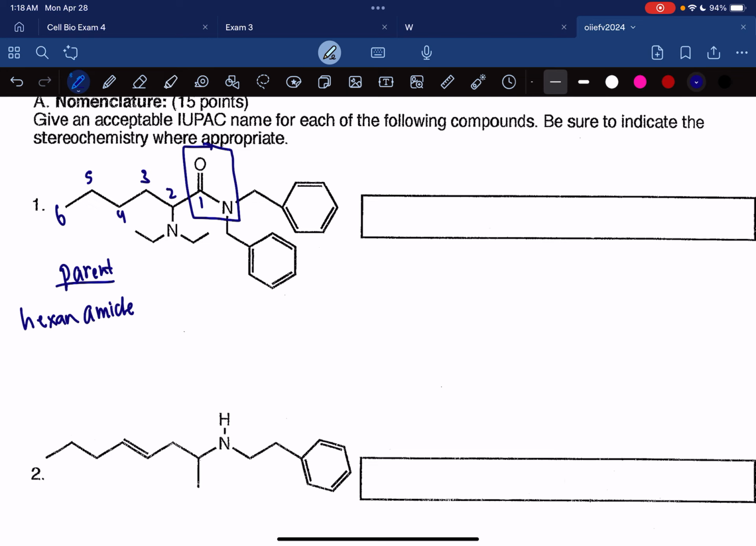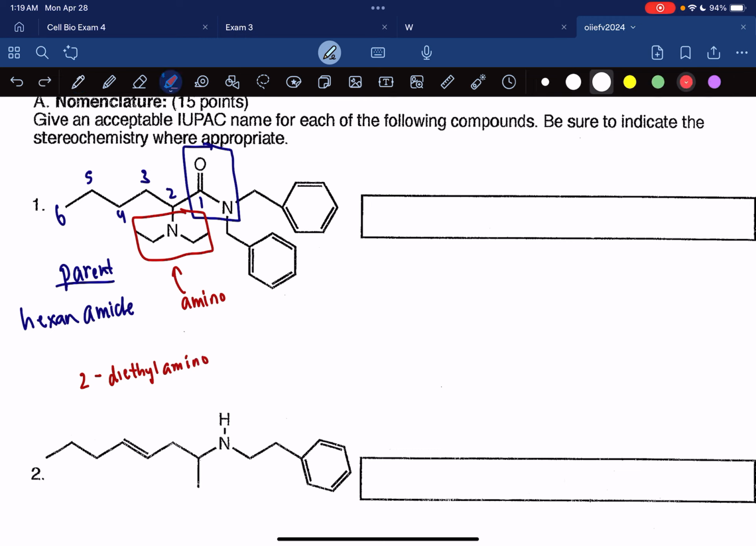And then you want to label the substituents. So on carbon 2, this is an amino group. So let's label this in red. And this here is the amino group. And so whenever you're labeling this, you're going to call this 2. And then since it's 2 ethyls, it's diethylamino, since both of these groups here are ethyls. Okay. So that substituent is done.